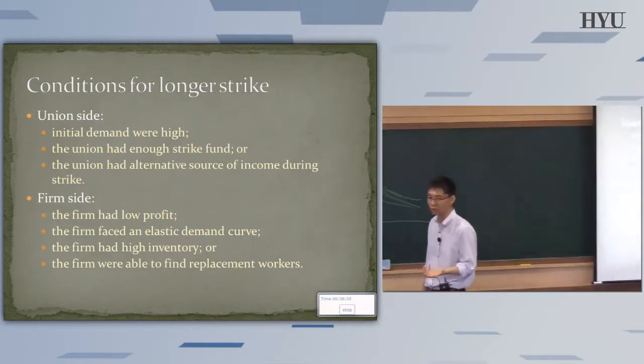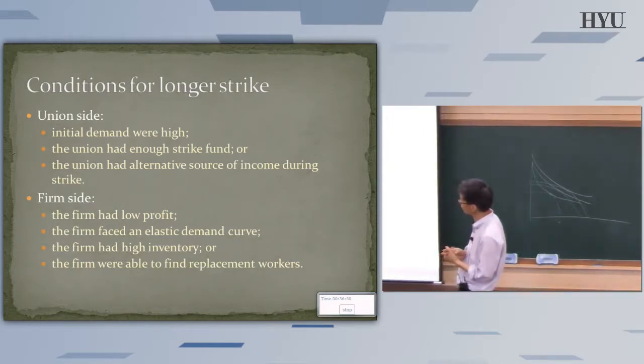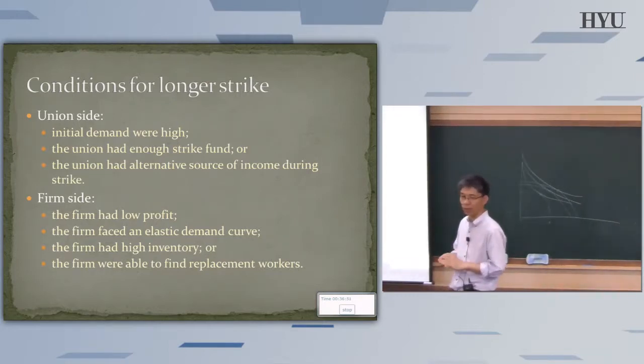So during recessions, firms have an incentive to make the strike go on for a longer period of time. During booms, the strike is generally going to be shorter. Why? Because the firm has high profit, they are selling well, so they have to make new things quite quickly. So all those things.